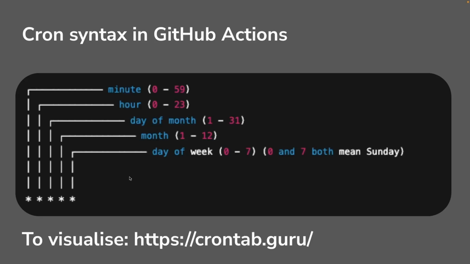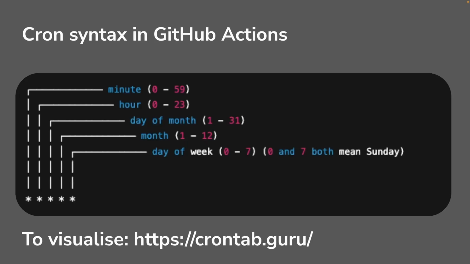Let's dive a bit into the cron syntax in GitHub Actions. In cron syntax, as you can see, we have 5 items. The first one denotes the minute, the second the hour, the third is the day of the month, the fourth is the month, and the last one is the day of the week. Each of these has a limit. For example, minute can be 0 to 59, and similarly for the week it can be 0 to 7.